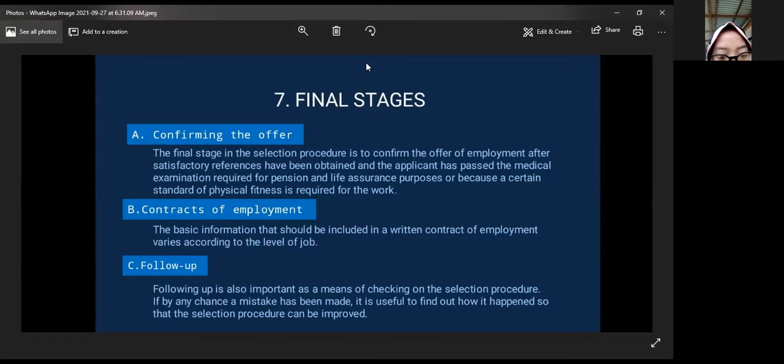And point B is contracts of employment. The basic information that should be included in a written contract of employment varies according to the level of the job. And the last point is follow up. Following up is also important as a means of checking on the selection procedures. If by any chance a mistake has been made, it is useful to find out how it happened so that the selection process can be improved. Next slide.